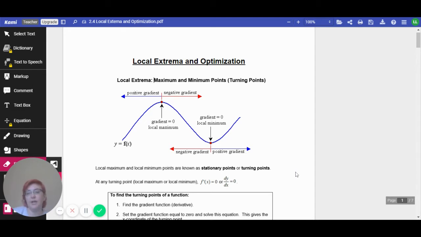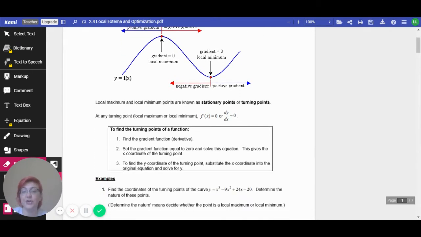So your local maximum and local minimum points are known as stationary points or turning points. And at any turning point, the gradient function or derivative is equal to 0. So to find the turning points of a function, first you're going to find the gradient function or derivative. Then you'll set it equal to 0 and solve the equation to get the x-coordinate of the turning point. To find the y-coordinate of the turning point, substitute the x-coordinate back into the original equation and solve for y.